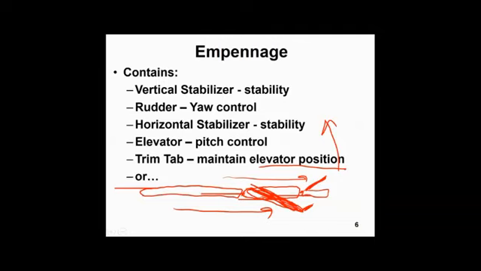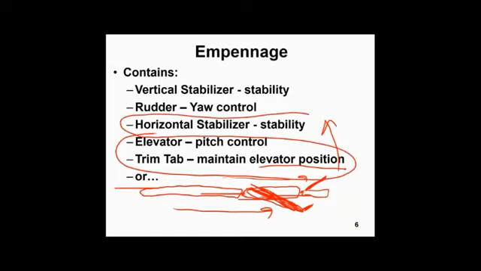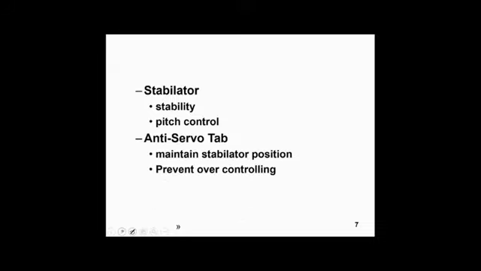In lieu of an elevator, a trim tab and a horizontal stabilizer, you can instead have a stabilator. Oh, darn, the picture didn't work. Why is that all moving that fast? In any case, a stabilator is where you have the elevator and the horizontal stabilizer in the same device.